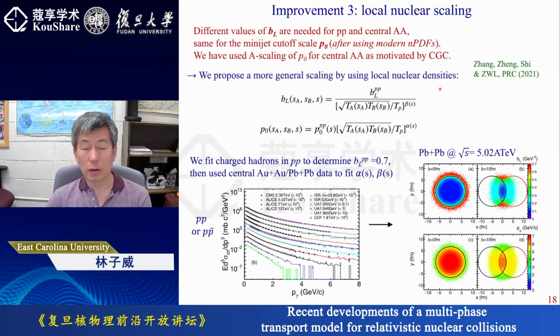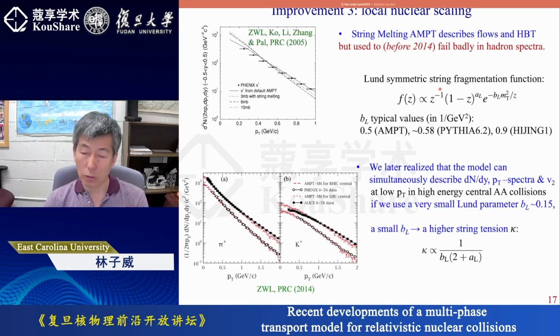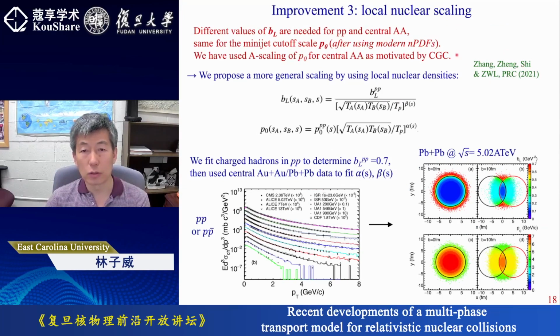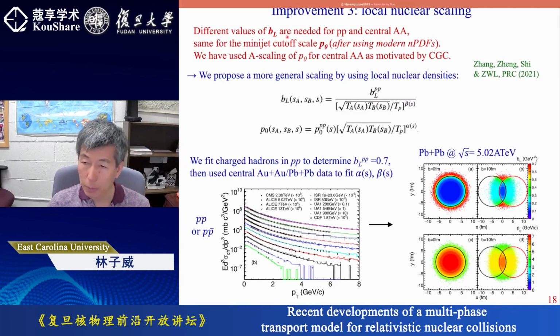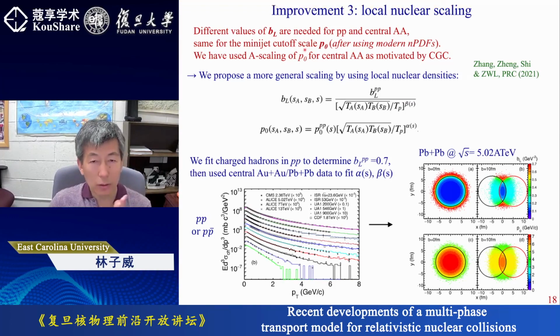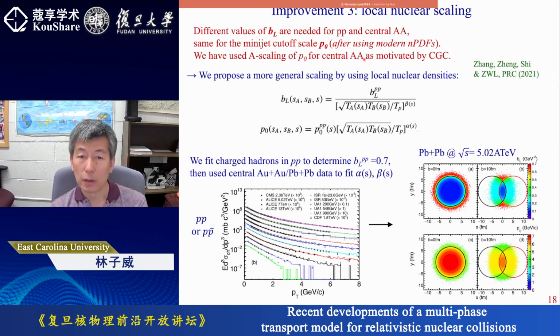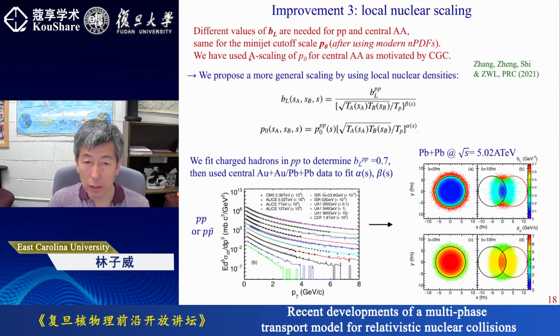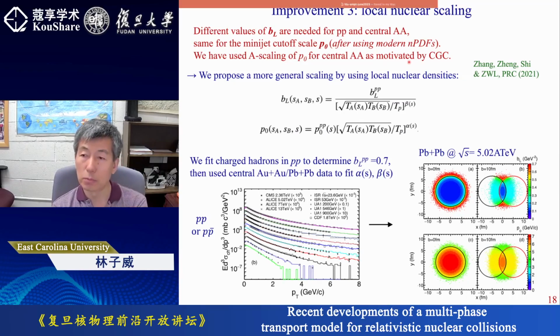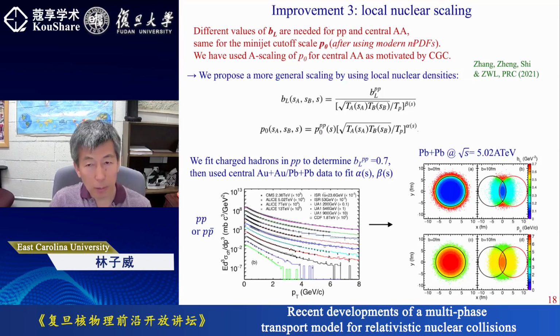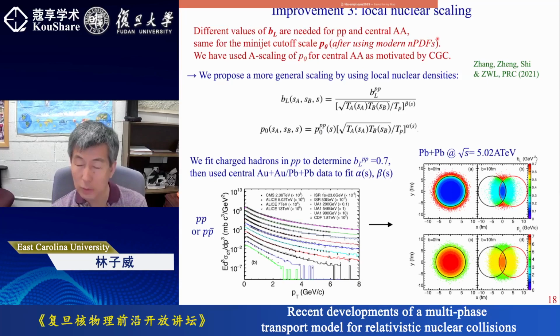So in that paper, we just use a much lower value for AA collisions than for PP collisions. And that has been the case up to this recent study, when we introduced the local nuclear scale. So the problem is that different values of the Lund B parameter are needed to describe PP and central AA collisions. And that is certainly unsatisfactory. Also, we have seen in the earlier improvement number 1 that the mini-jet cutoff parameter P0 needs to be different for central AA relative to the value in PP. And to take care of that, we have used A scaling as motivated by the CGC saturation model. So these two problems are similar: these two parameters need to be different for PP and AA.